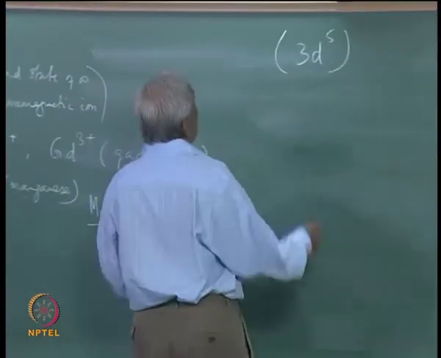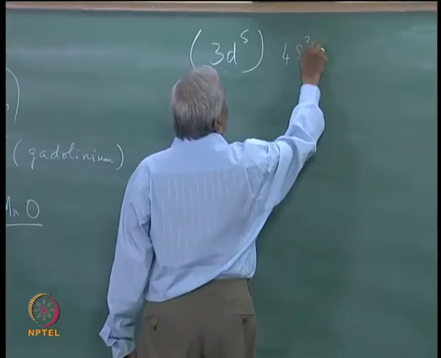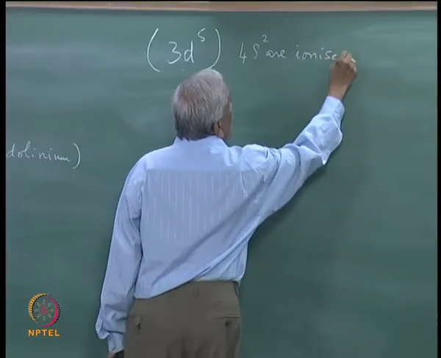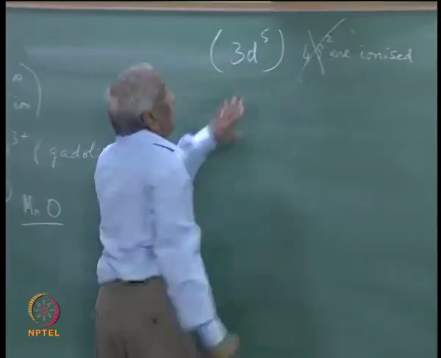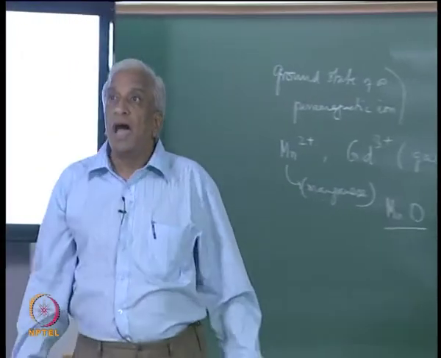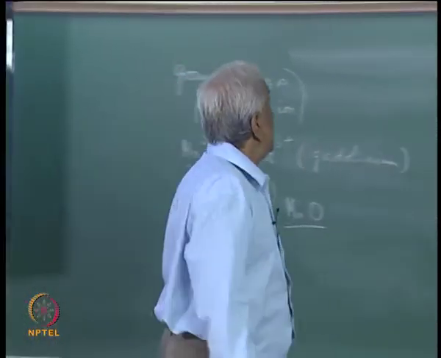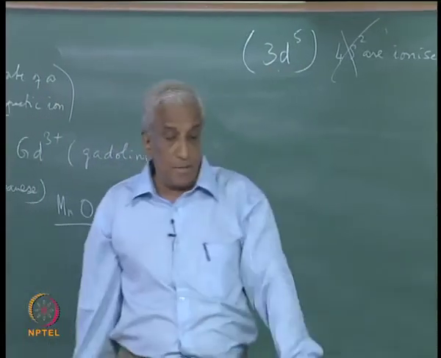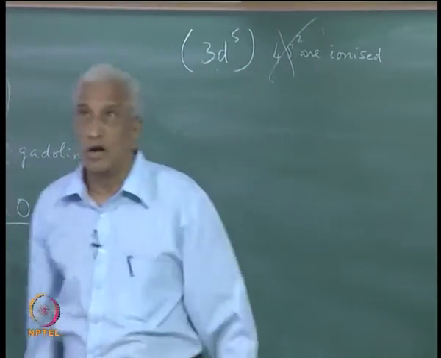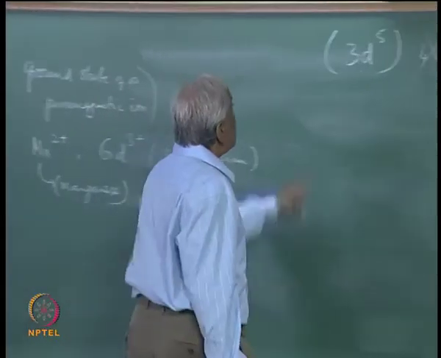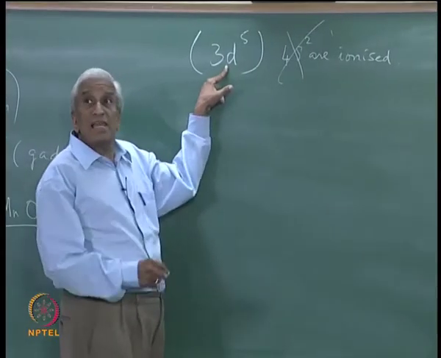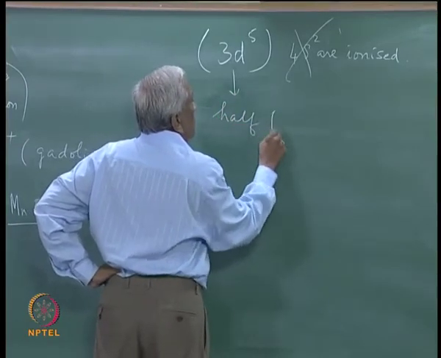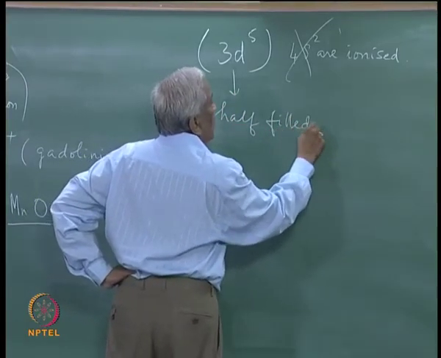The outer 2, 4s2, are ionized in Mn 2 plus. So these go out, leaving these 5 in the unfilled outermost shell. It is the behavior of these 5 electrons that determines the magnetic behavior of a manganese ion. In general, the 3d shell can have 10 electrons. So this is a half filled shell.